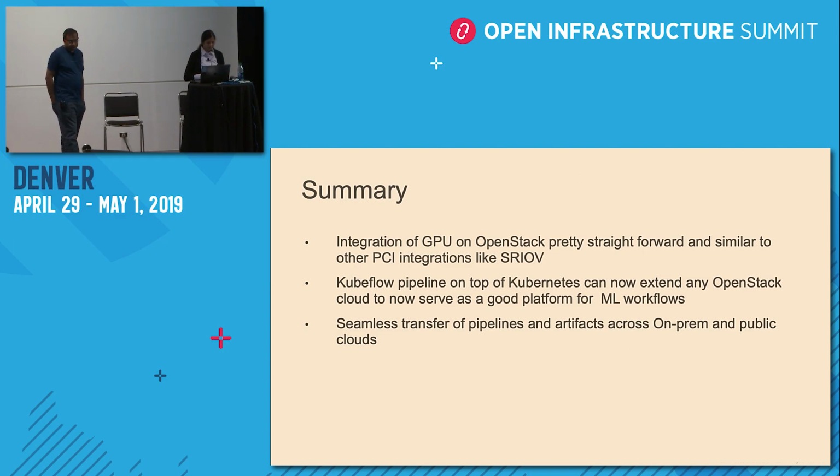All right, as a summary, we talked through the steps of integrating GPU on OpenStack, basically pass-through mode of GPU for machine learning applications. We've talked about how to deploy a KubeFlow pipeline on top of Kubernetes and share this pipeline across different frameworks. So we took the pipeline that we built on-prem and put it on the public cloud. Identically, you can run it. We talked about how you can transfer pipelines across different clusters.